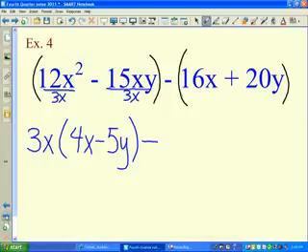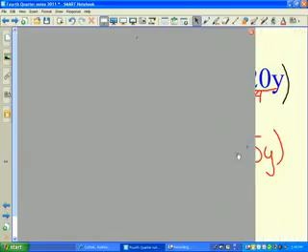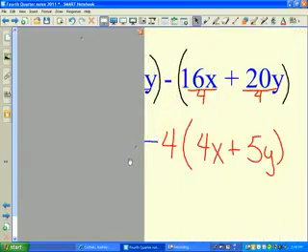Now, what's the greatest common factor this time for this one? 16 and 20, we got 4. So inside our parenthesis, I'm dividing everything by 4. So I have 4x plus 5y. So you're probably saying, what do you notice? The parentheses are not exactly the same. Yeah, they have the same numbers, but do they have the same signs? No, they don't. Best way for me to do this, kind of take it off to the side.